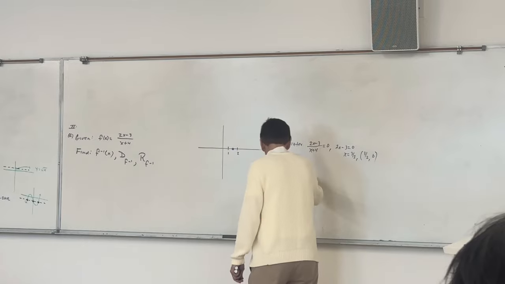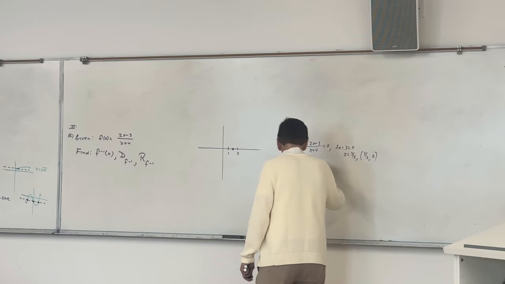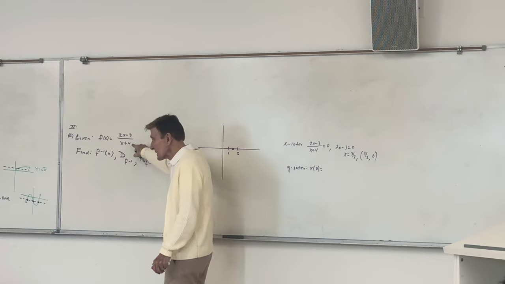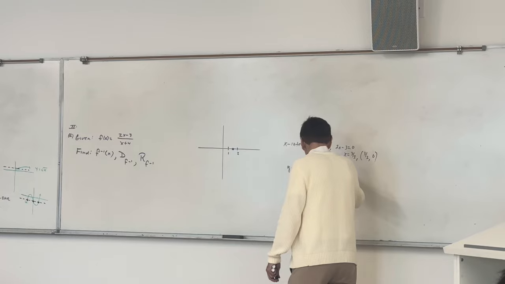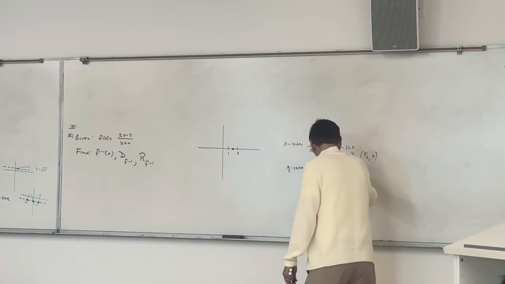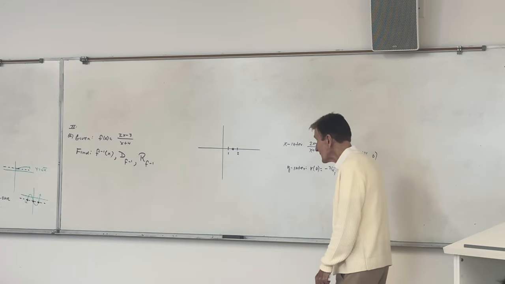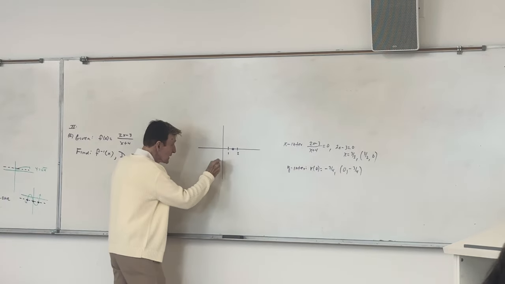Y-intercept, easily done, find f of 0. Replace all the x's by 0, I think you end up with -3/4. I prefer an ordered pair for the y-intercept written like this. Looks much better. Let me go ahead and plot that, get it out of the way. It's -3/4, and down here it's -1. So right here, call that -3/4. Squeeze that in. There.